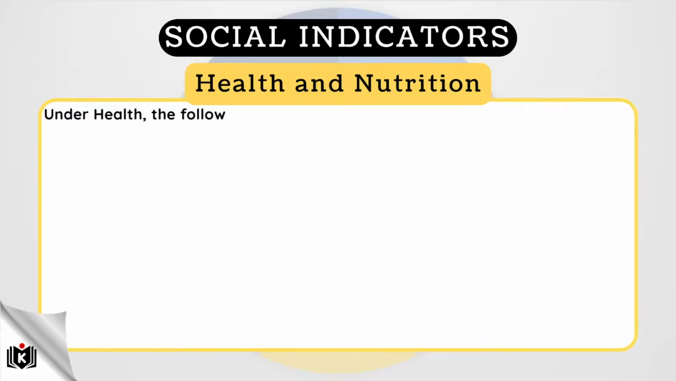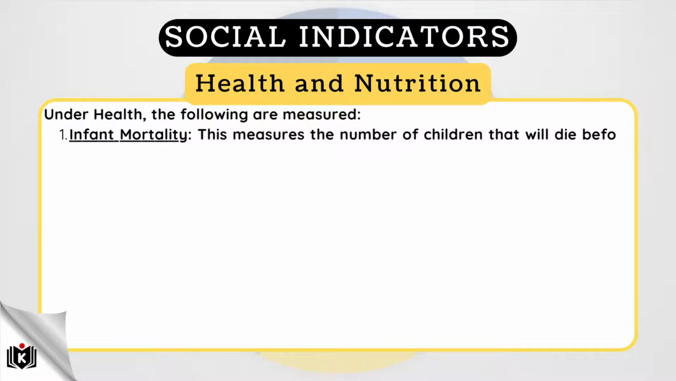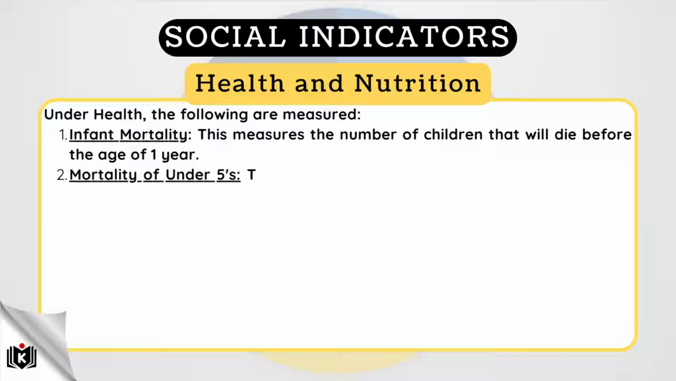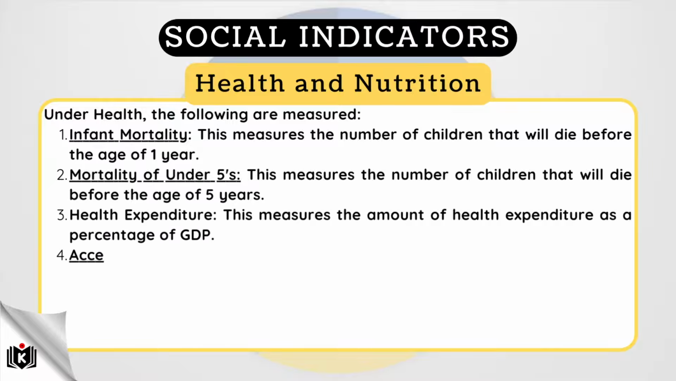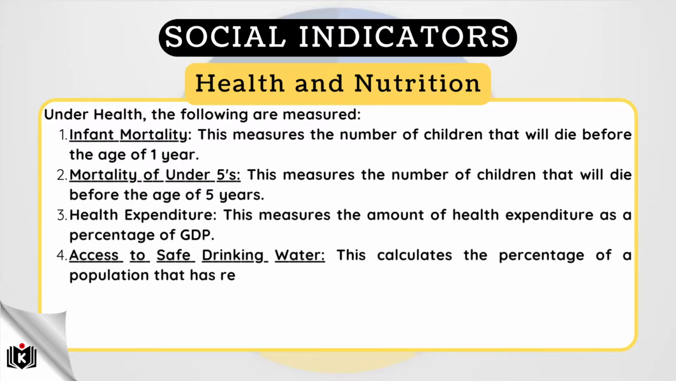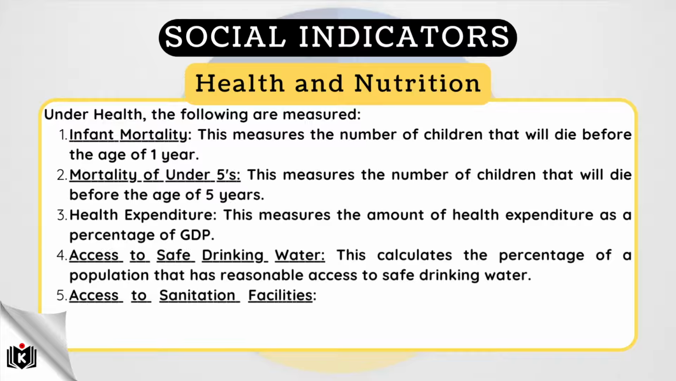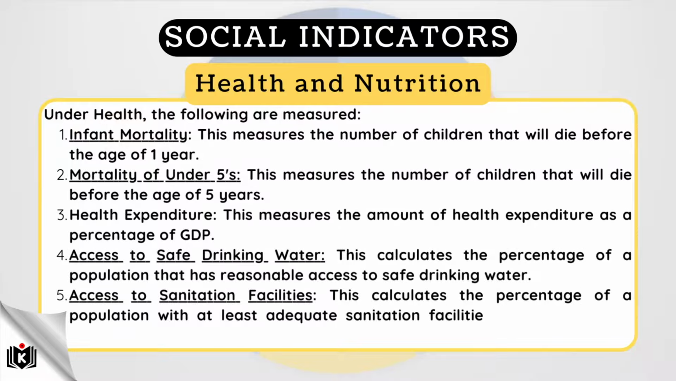Under health, the following are measured. 1. Infant mortality. This measures the number of children that will die before the age of 1 year. Mortality of under 5s. This measures the number of children that will die before the age of 5 years. Health expenditure. This measures the amount of health expenditure as a percentage of GDP. Access to safe drinking water. This calculates the percentage of a population that has reasonable access to safe drinking water. Access to sanitation facilities. This calculates the percentage of a population with at least adequate sanitation facilities that can prevent human, animal, and insect contact.